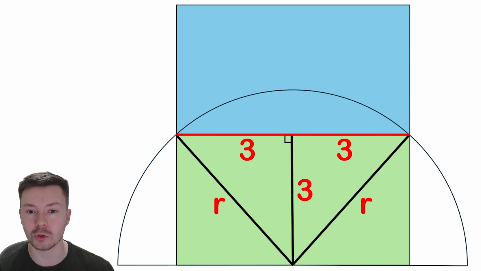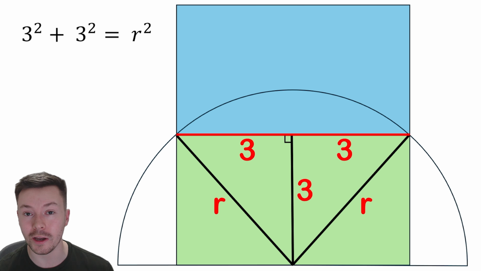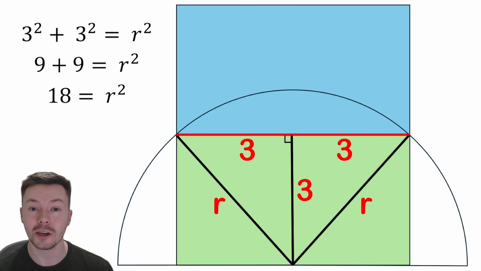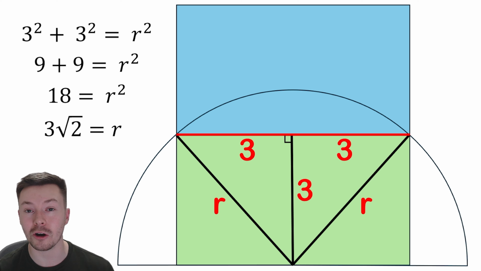Now then, I've got 2 smaller isosceles triangles, but importantly, I can now use Pythagoras to work out the radius r. So that is going to be 3 squared add 3 squared equals r squared, which we can simplify to 9 plus 9 is r squared, which is 18 is equal to r squared, which if we square root both sides, we get r is equal to 3 root 2.